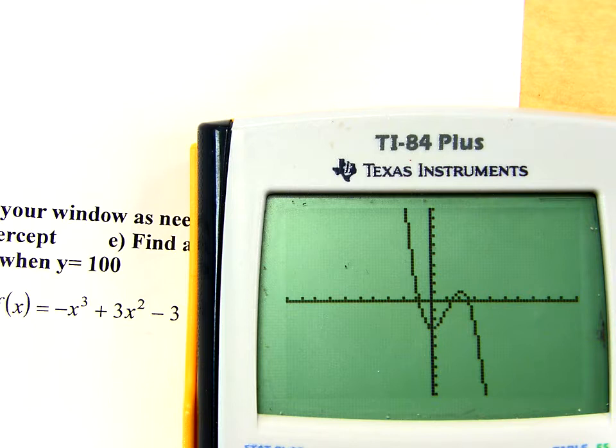Why is it f of x instead of a y? Oh, it's the same thing. They're interchangeable, so.